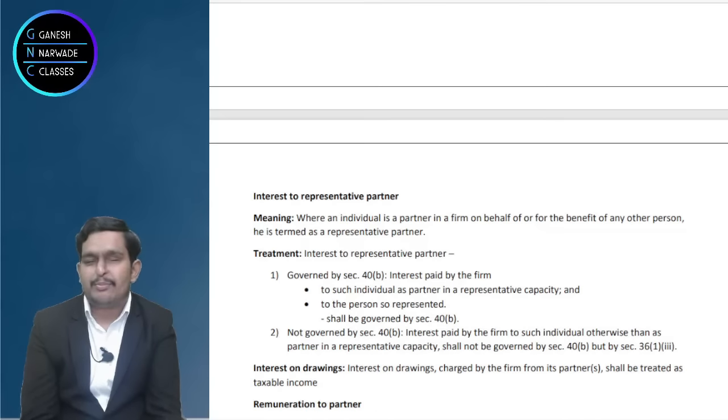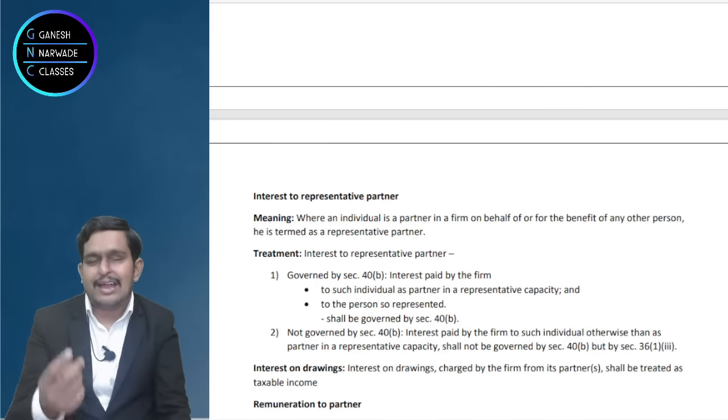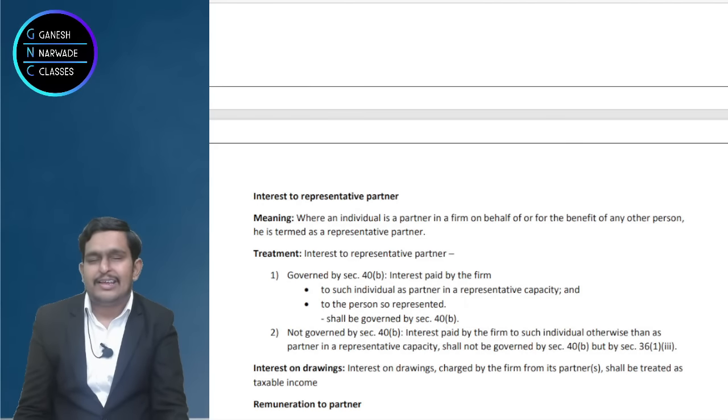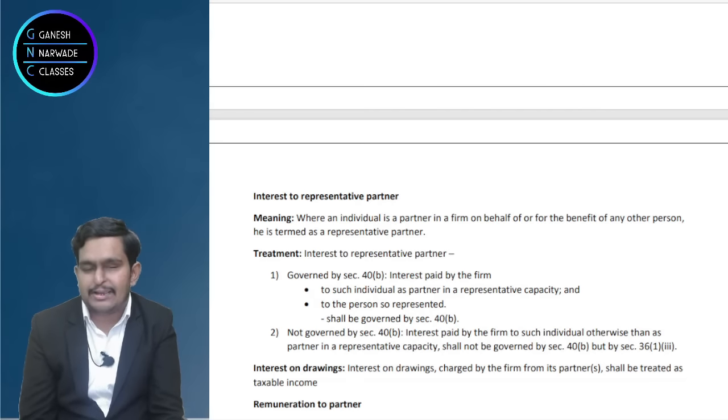In the same way, for a representative partner also, interest related conditions are there. If you satisfy the interest on capital related conditions under section 40B, then it's okay, you will claim the deduction. If you fail, whatever extra is there will be disallowed. If there is no deed, then the entire amount is disallowed and added back.